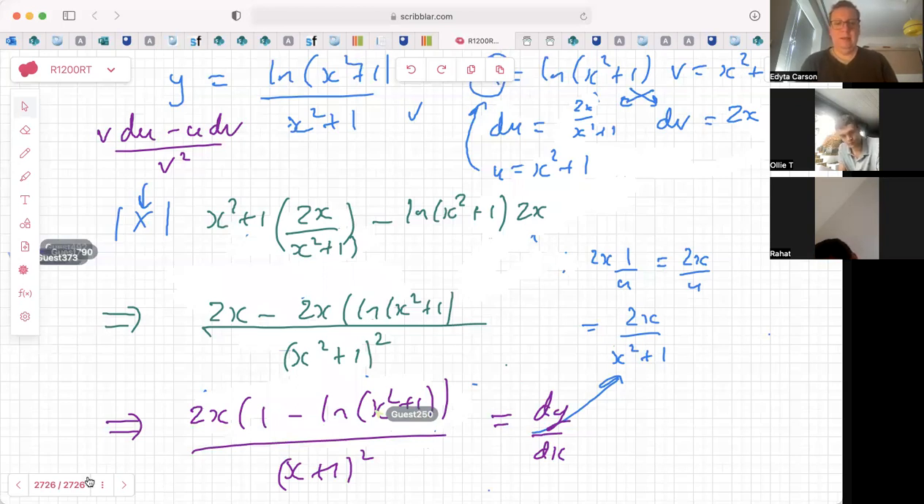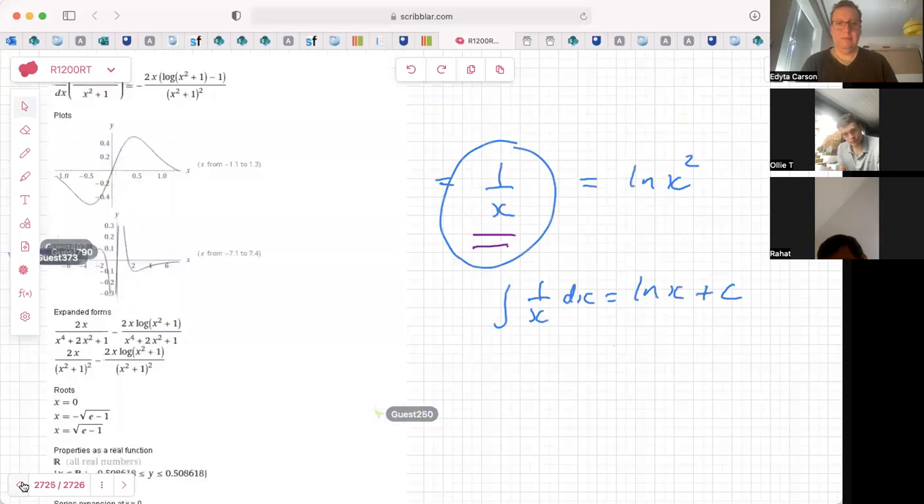Here's one I prepared earlier. So it's 2x times 1 minus log of x squared plus 1, over x squared plus 1 squared. Oh, the signs are the other way around, I think. Oh, it's just a minus sign there, that's why. So we got it right. If we change that around, 1 minus log of x squared plus 1, that will make it work. So we got it correct.